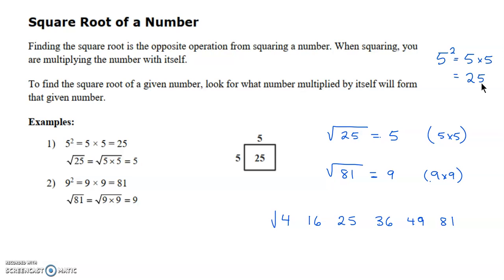So when we take the square root of these numbers, we see 2 times 2 makes 4. 4 times 4 makes 16. 5 times 5 makes 25. 6 times 6 makes 36. 7 times 7 makes 49. 9 times 9 makes 81. And we have other perfect squares, like 9, 64, 100, 121. There are many, many perfect squares.